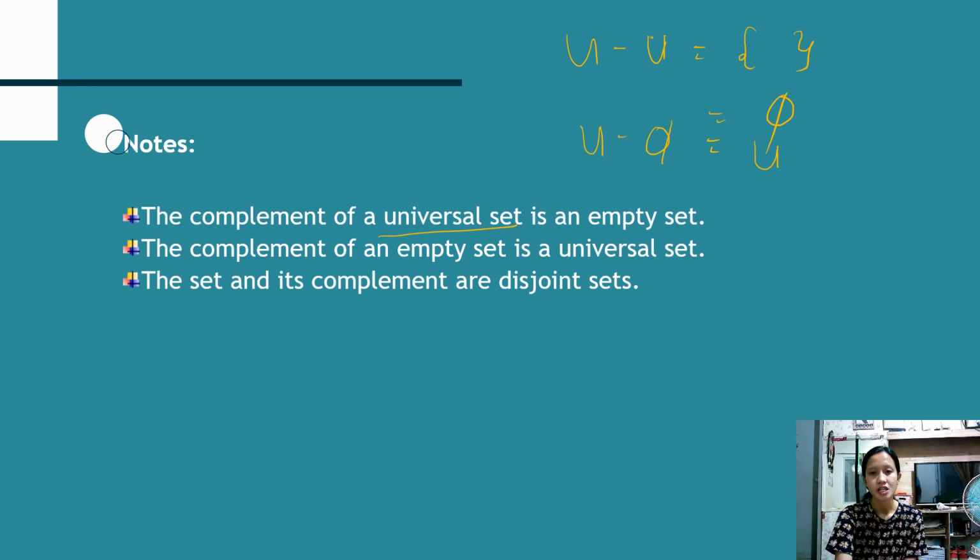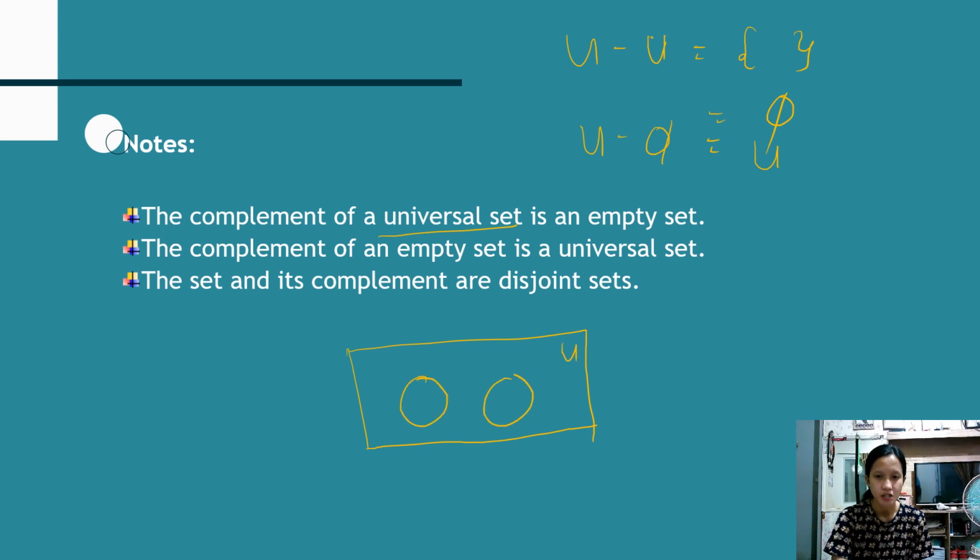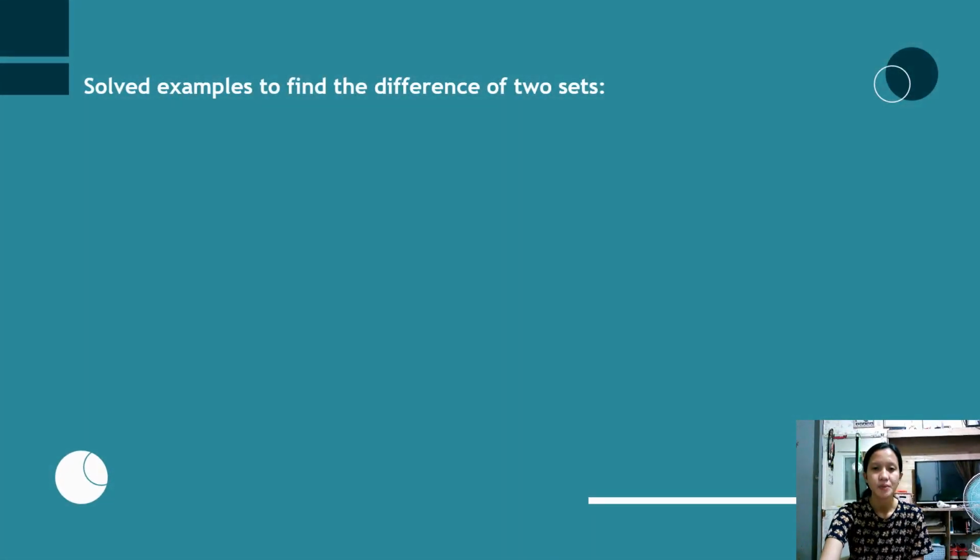Third one is the set and its complement, or disjoint sets. There is no common element between the set and its complement. They are disjoint. If we illustrate the disjoint sets, this is the universal set, this is set A, this is set B. This is the disjoint set. There are no common elements to both sets. Okay, let's move on to our examples.